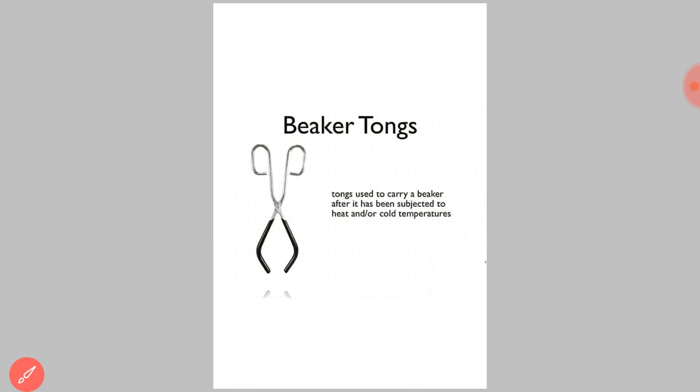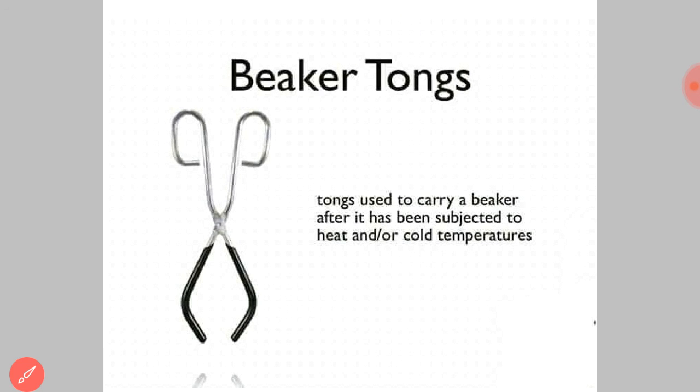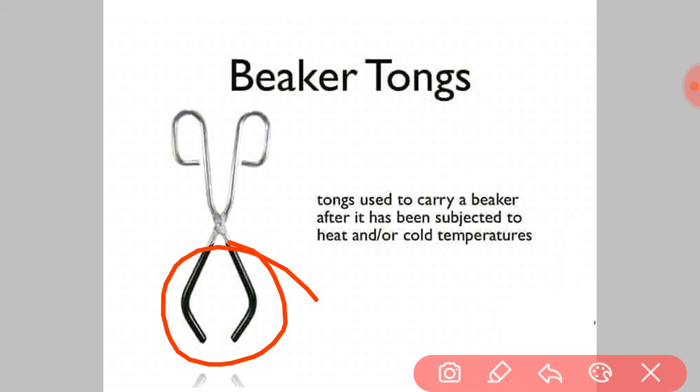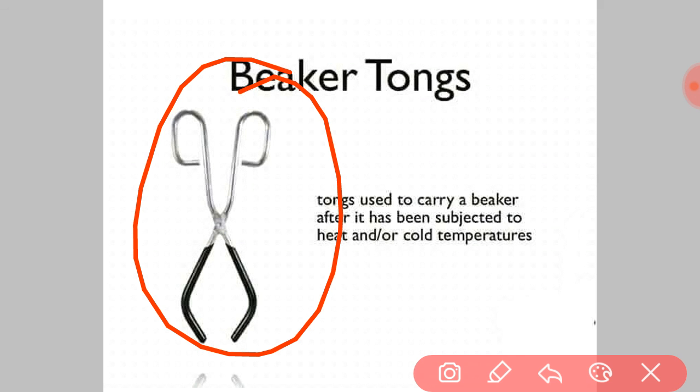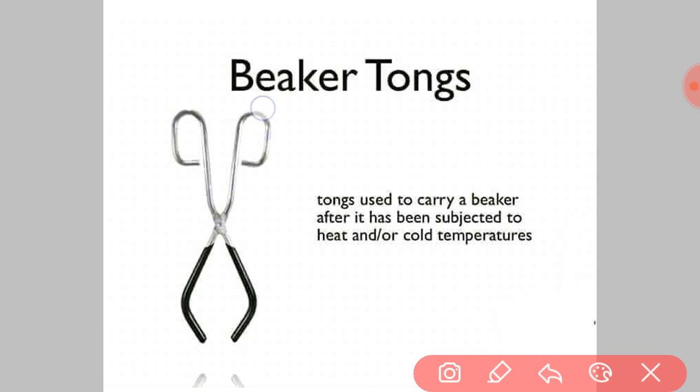Going to the next, the next apparatus is the beaker tong. It is a tong-like structure, called the beaker tong. Tongs are used to carry a beaker after it is subjected to heat or cold temperature. When you heat a beaker or test tube, it is held with the help of the beaker tong. See this picture of the beaker tong, and the apparatus name is beaker tong.